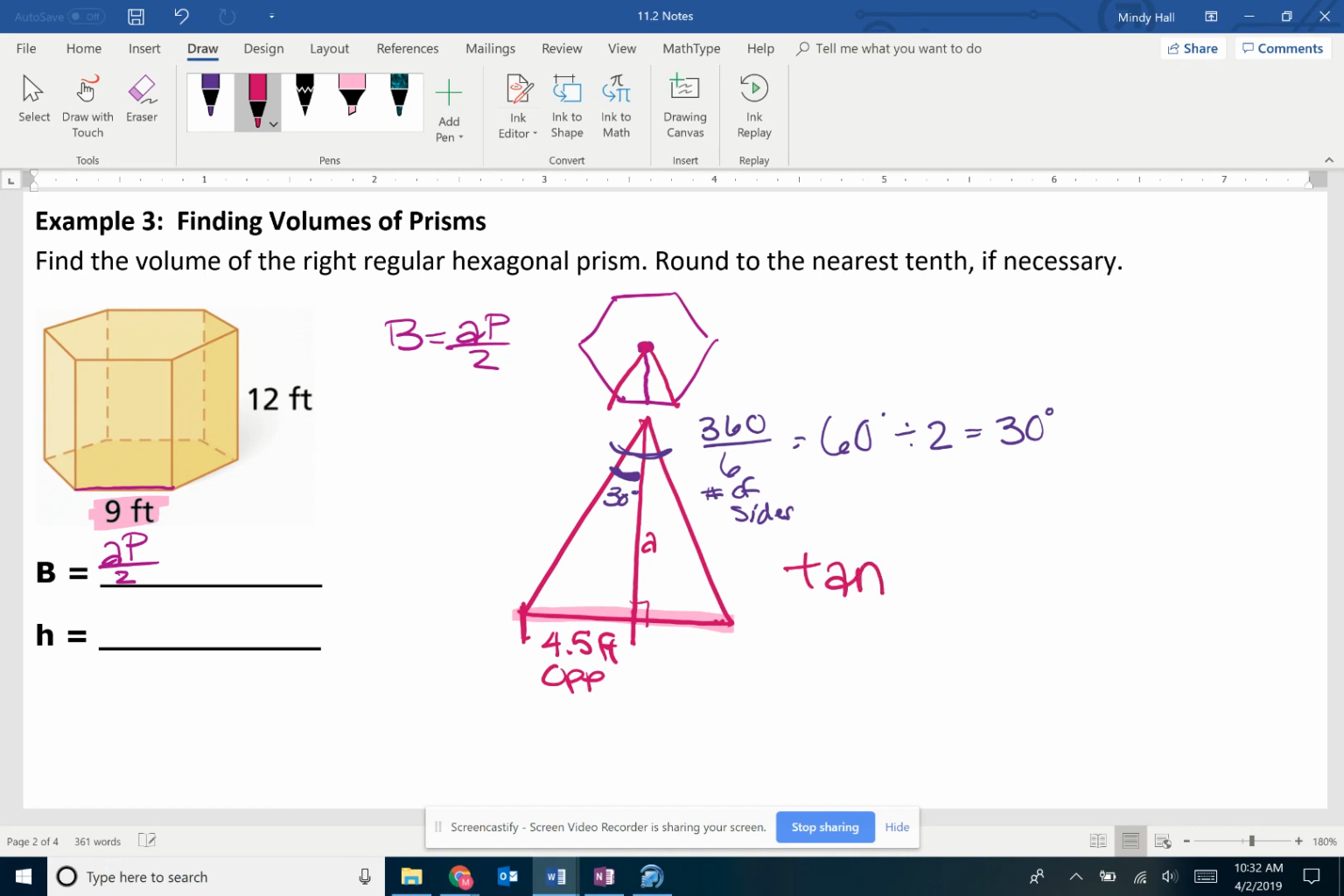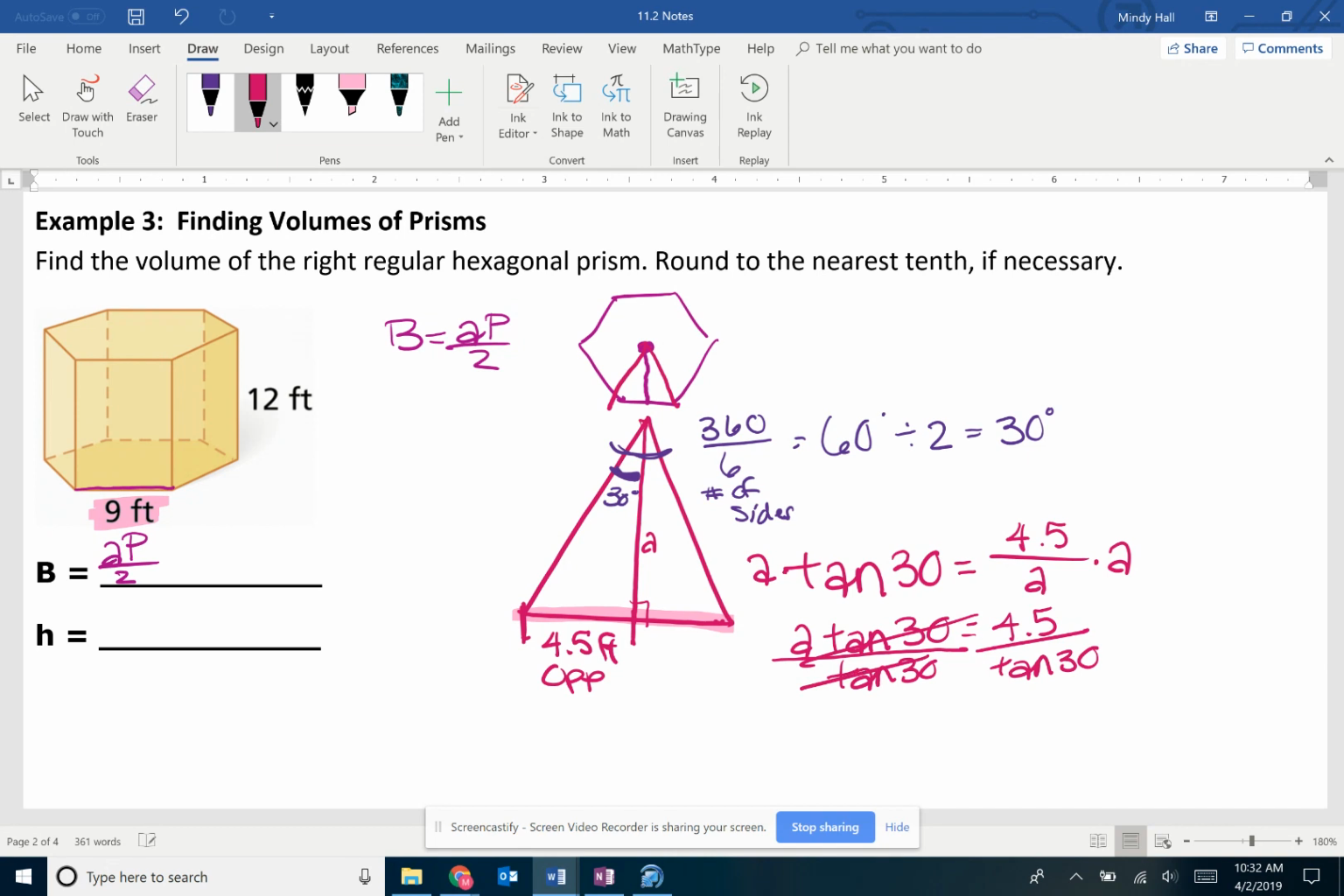So I have tangent of 30 degrees equals opposite, which is 4.5, divided by adjacent, which I'm just going to put as A. We have to multiply by A to cancel it out. So we have A times tangent 30 equals 4.5. And then to get the A by itself, we have to divide by tangent of 30. So then your adjacent, or your apothem, is 4.5 divided by tangent of 30, which is 7.794. And I'm going to go out a few extra decimal places just to help with rounding issues.